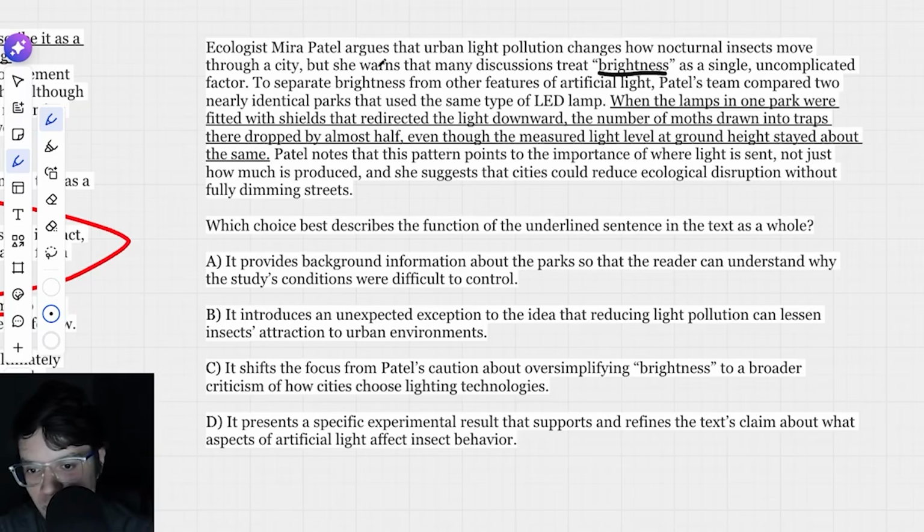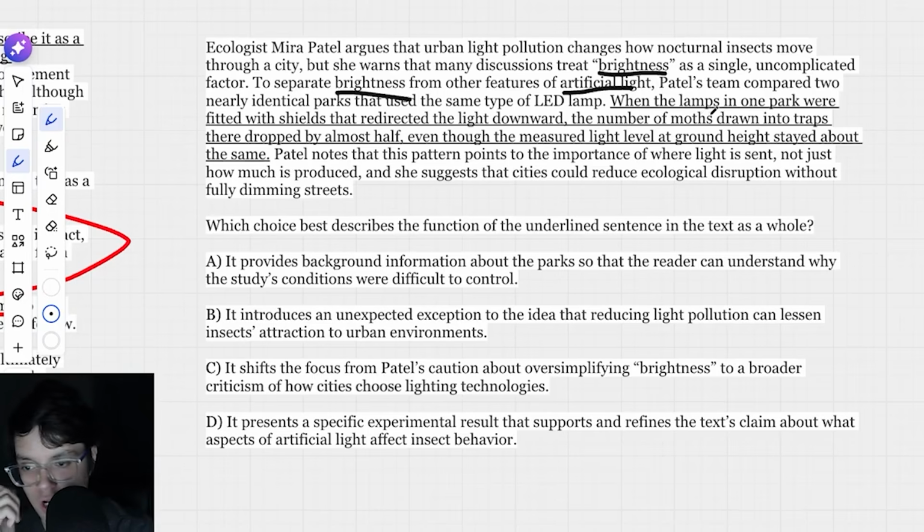To separate brightness from other features of artificial light, so brightness from other features, okay, so there are different things that artificial light can do, and brightness is just one of them. So maybe artificial light can add nice ambience, it can add nice atmosphere to a place. So brightness is not its only factor. Maybe stuff like that. Patel's team compared 2 nearly identical parks that use the same type of LED lamp. So 2 different parks, but they had the same lamp within them.